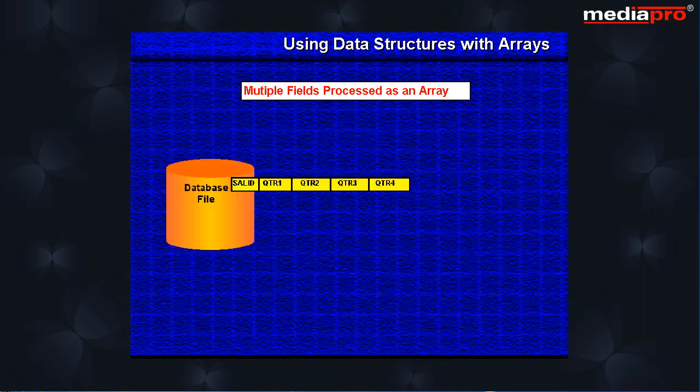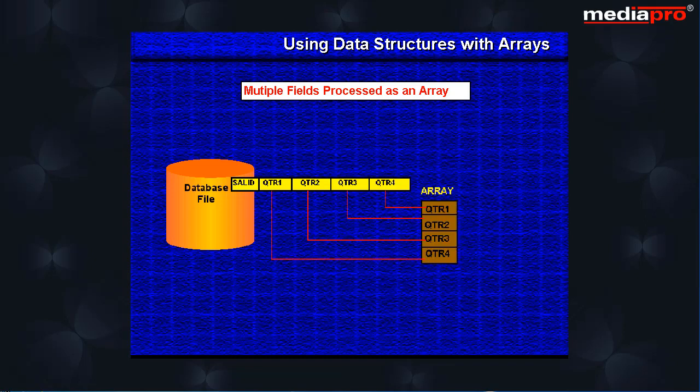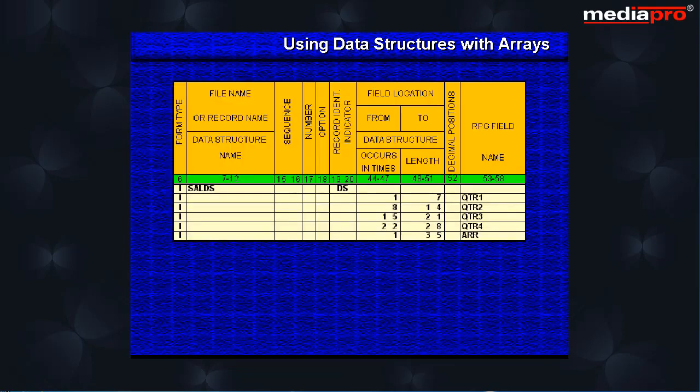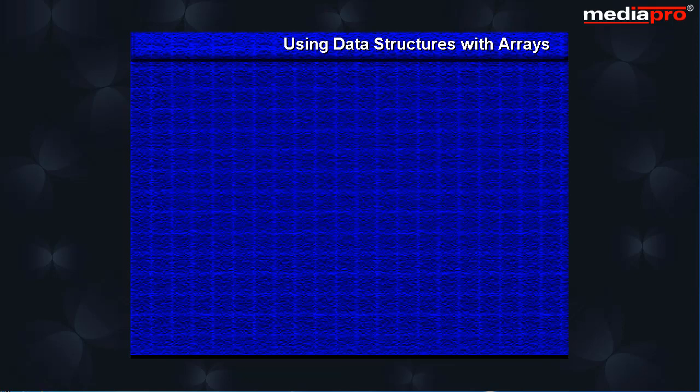Sometimes fields are defined separately in the database file but are best processed using an array. We can use a data structure to group the fields together to form an array. All the fields in the database have the same length that also matches the length specified for the array. Data structures can also be used to redefine fields.